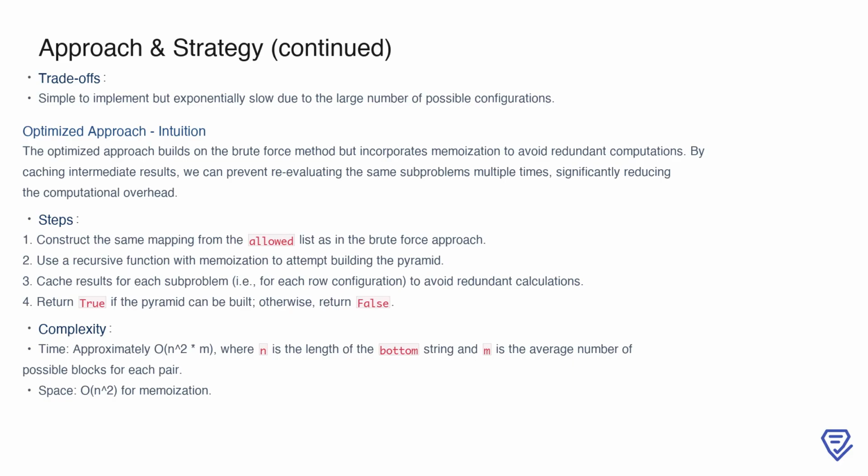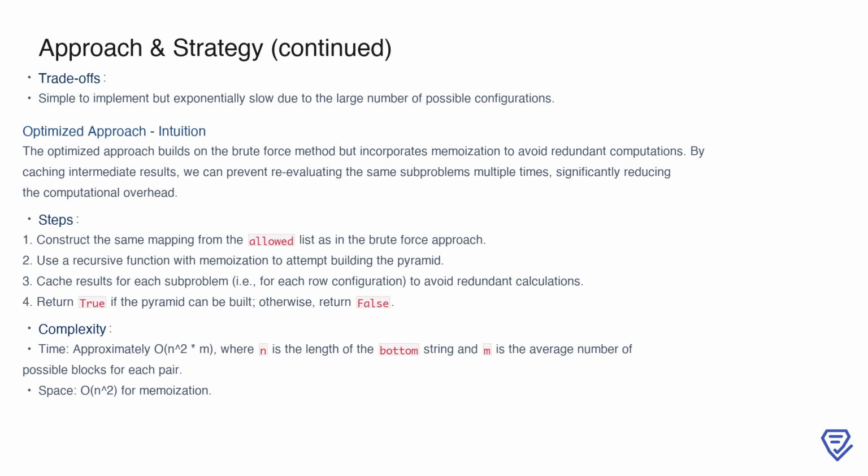The steps are similar to the brute force method. Start by pre-processing the allowed list into a mapping, then use a recursive function to build the pyramid. However, this time, we add a cache to store results for each row configuration we encounter. If the pyramid can be successfully built, we return true, otherwise, we return false. This optimization significantly reduces the computational overhead.